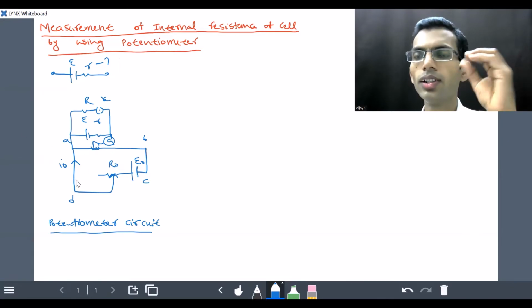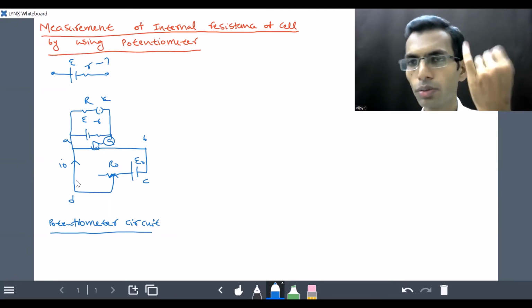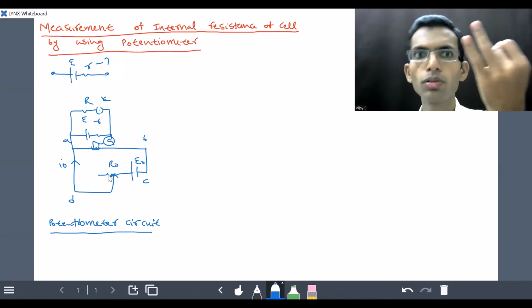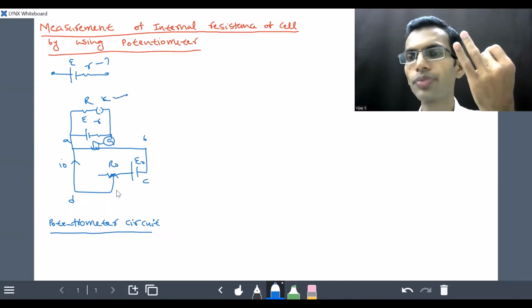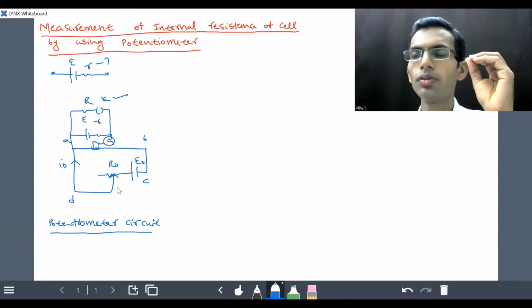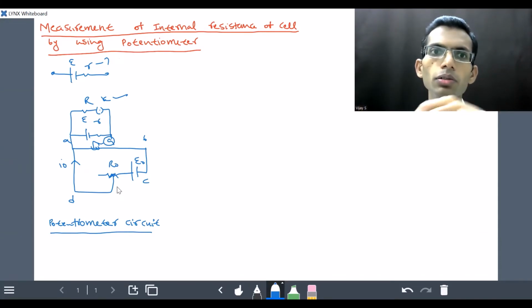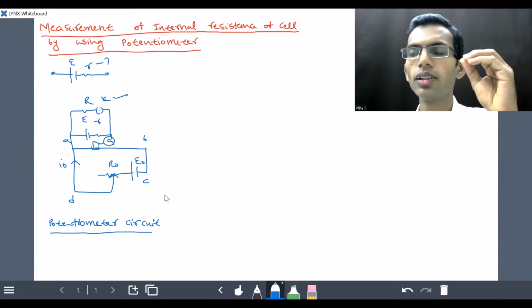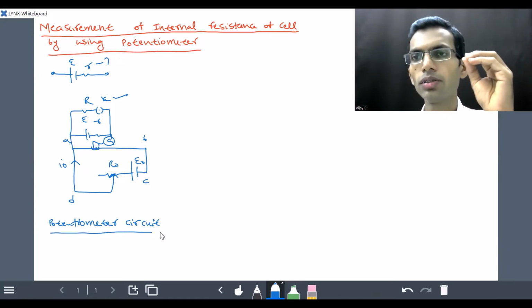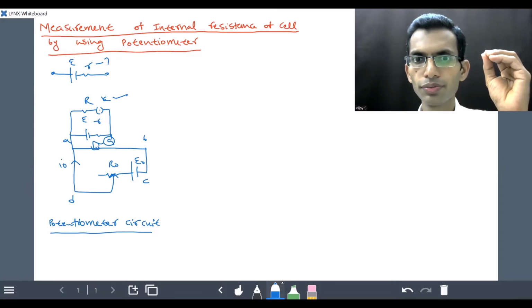In this, there are two cases. One is when the key K is open. Other one is when the key K is closed. You can see here. In these two cases, we are going to obtain the zero deflection of galvanometer by moving the moving contact J on the wire AB. So you can see that moving contact J. By using those results, we are going to obtain the internal resistance of the cell. So let me take case one now.